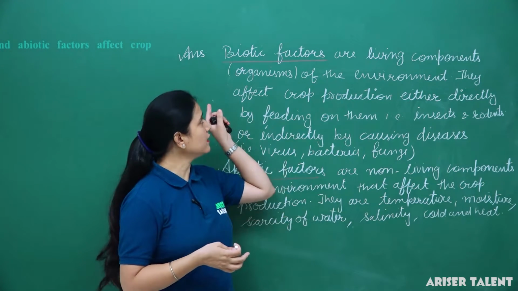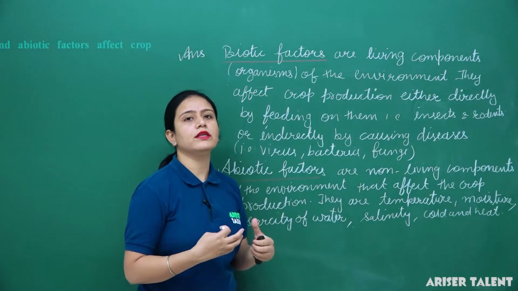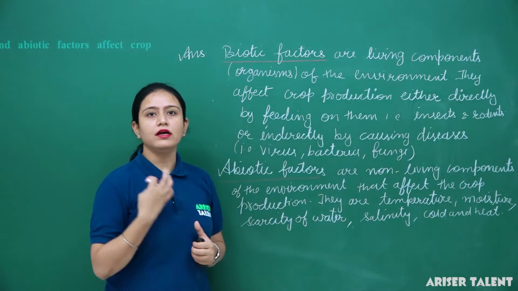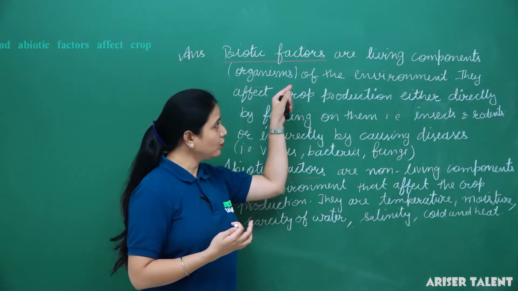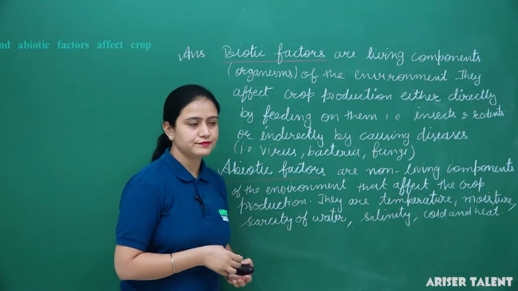Clear? So thus we can say that biotic factors and abiotic factors both are very important. They both play an important role in the crop production and they both affect the crop production in the following ways. Clear?